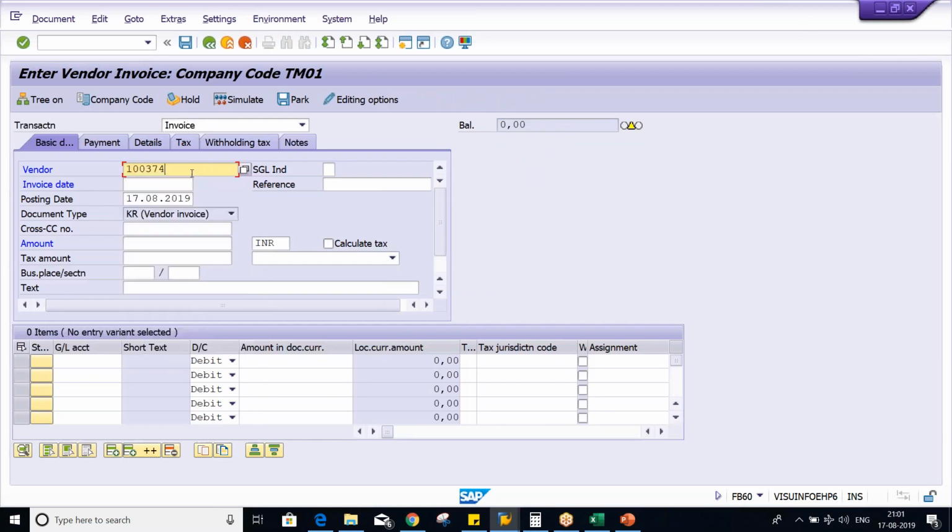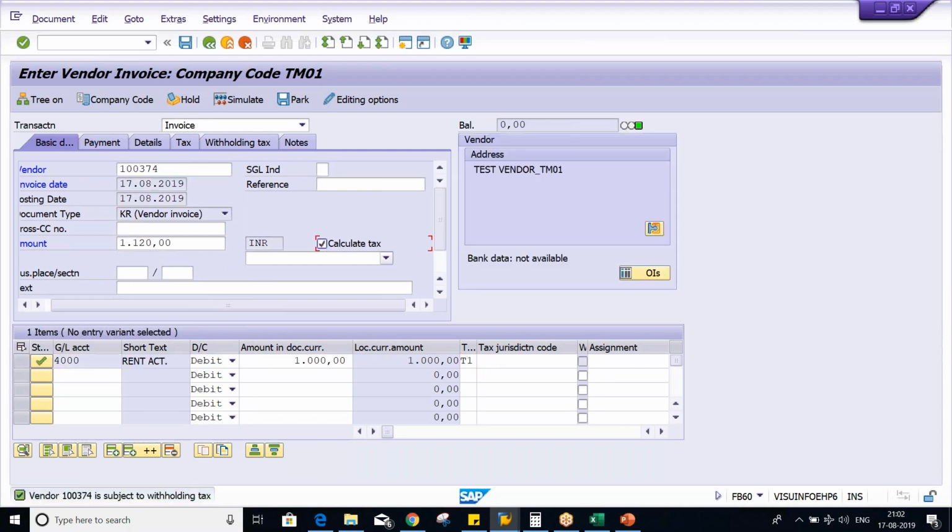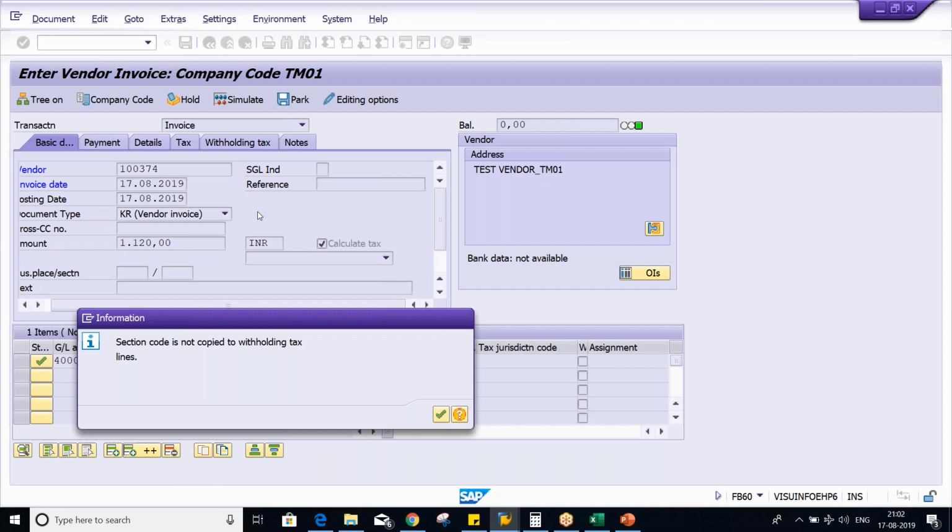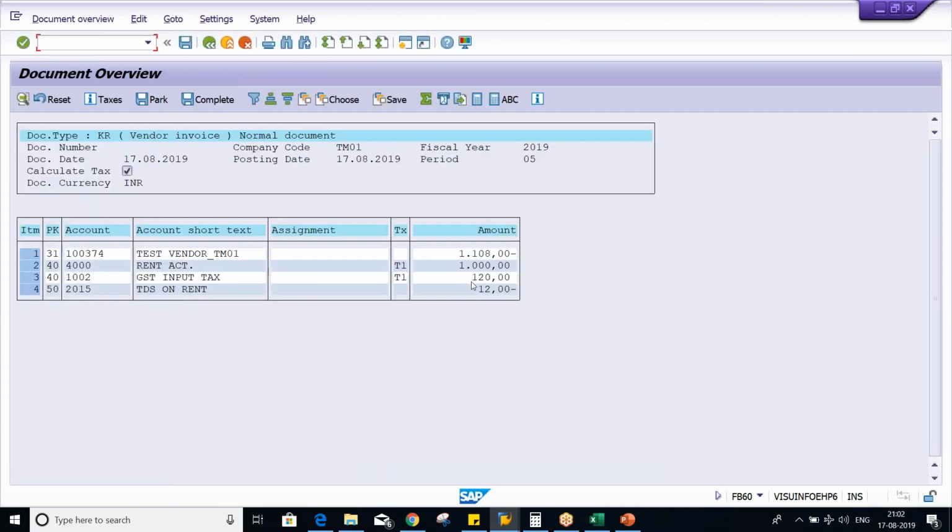So now here, once again, click on simulate. Okay. So here, what is happening, guys? Now look at here. The TDS is getting calculated on this tax amount, GST input, right? So now here, what is happening?